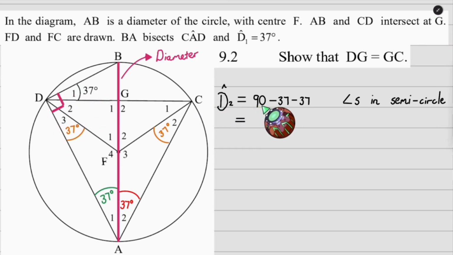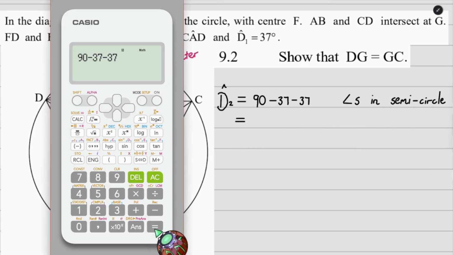So it stands to reason if I take the 37s away from 90, it's just going to leave me with the size of D2. And don't take chances, straight in the calculator. So we slap that in there, clap it equals, and we get 16 degrees for D2.